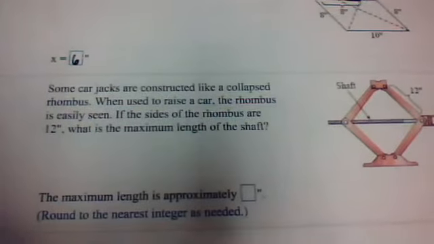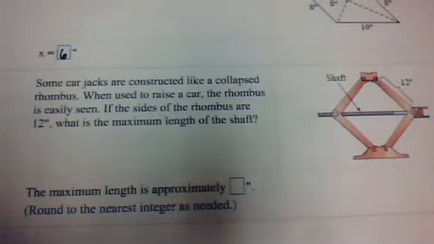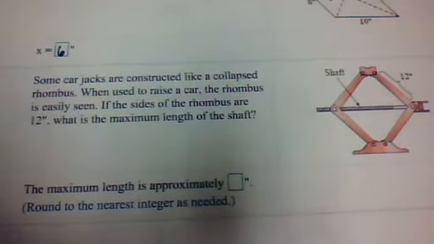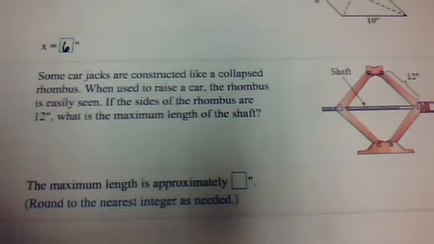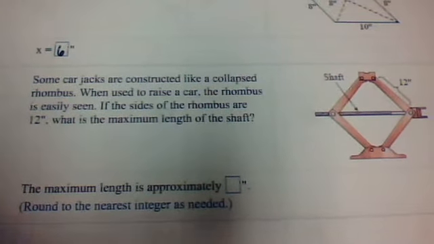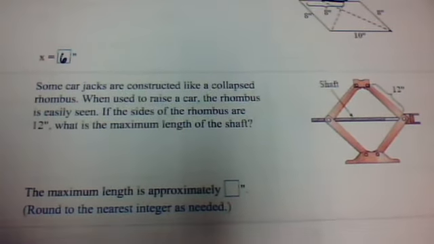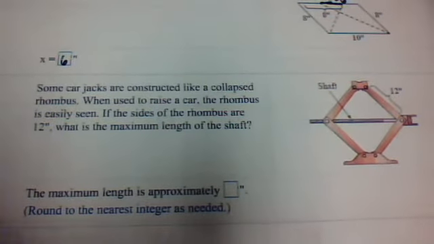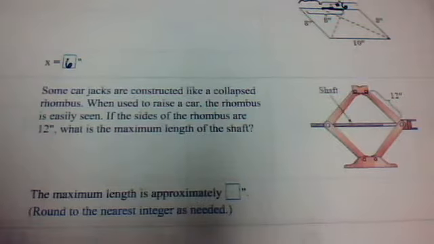All right, and then problem number 2 is this. Some car jacks are constructed like a collapsed rhombus. When used to raise a car, the rhombus is easily seen. If the sides of the rhombus are 12 inches, what is the maximum length of the shaft?